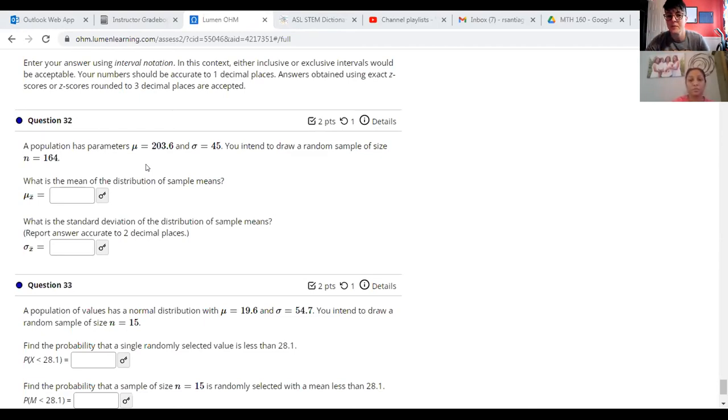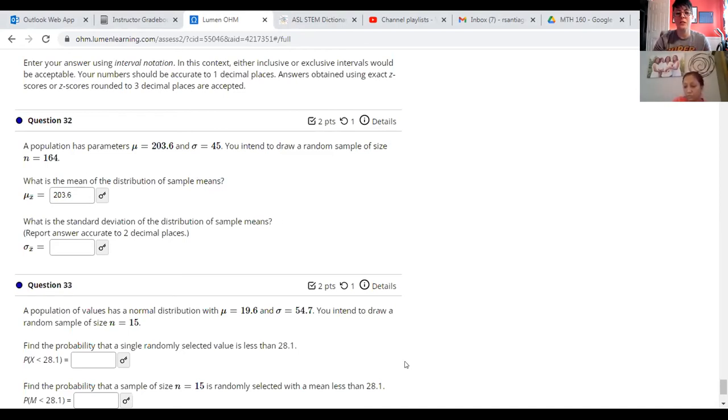Wait, what'd you say? Sorry, my computer has bad internet. That's okay. I was just wondering, how would you answer what is the mean of the distribution of sample means? What do you know? Well, I know the population mean is 65.4. Well, in my case, it's 203.6. Good. So we learned that they're essentially the same, right?